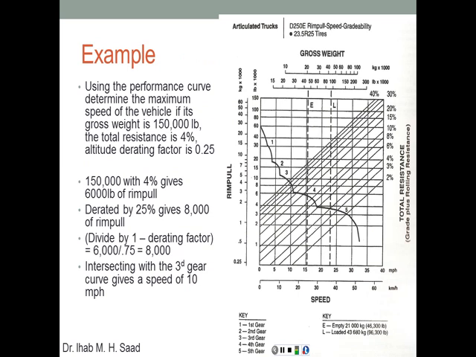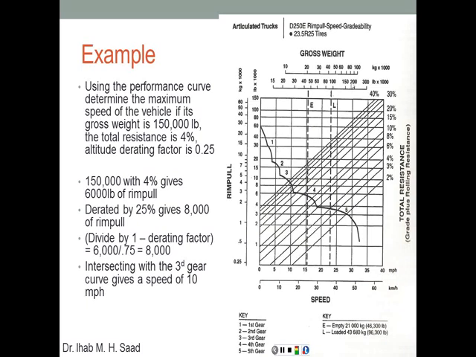Now let's look at an example that can illustrate all of the things that we've talked about so far. Using the performance curve, determine the maximum speed of the vehicle if its gross weight is 150,000 pounds, the total resistance, which is rolling resistance plus grade resistance combined and translated into effective grade, is 4%. Altitude derating factor is 25%. So obviously this equipment is working at a relatively high altitude. So we're going to look at this performance table here.